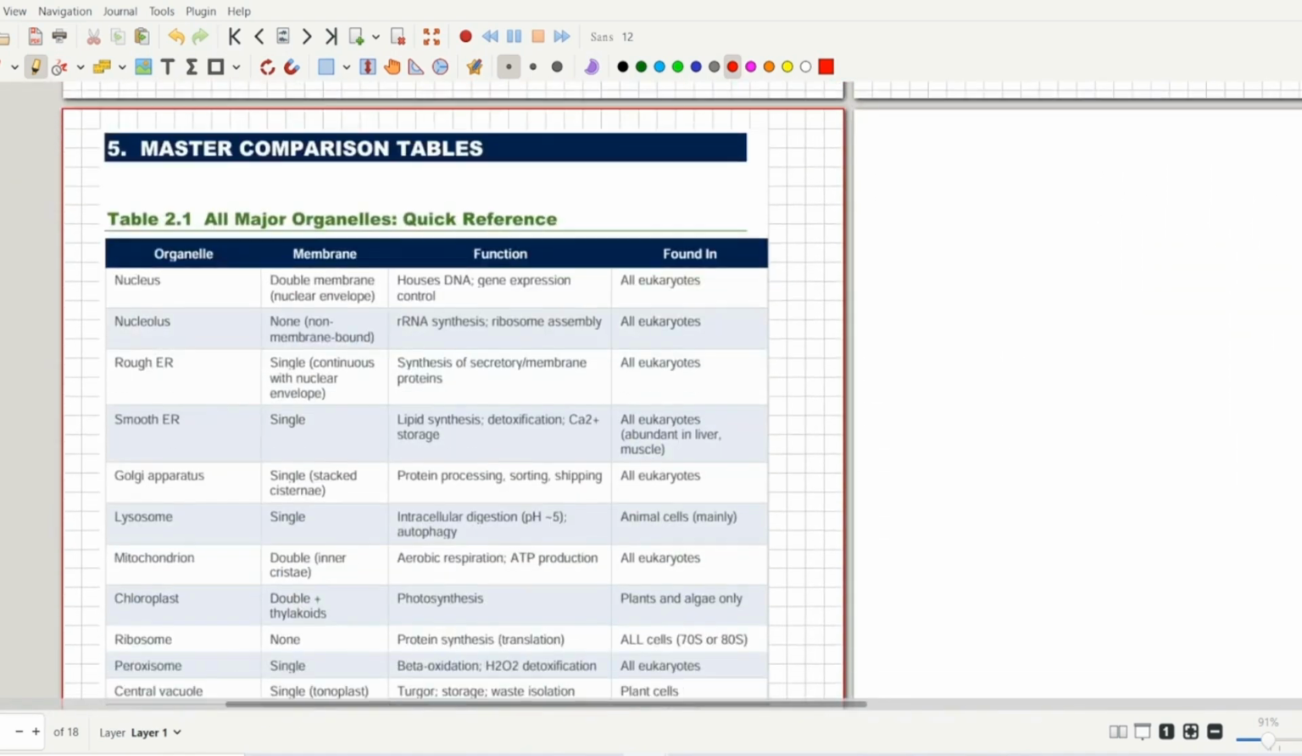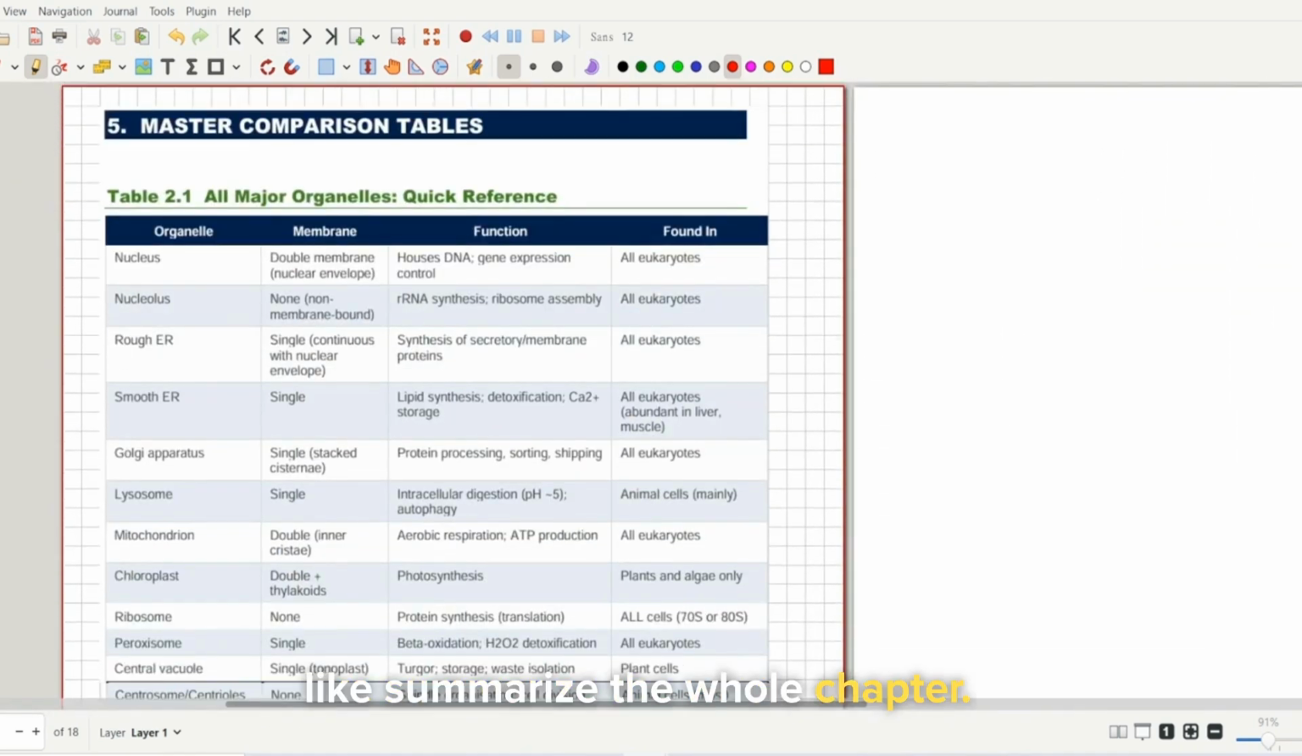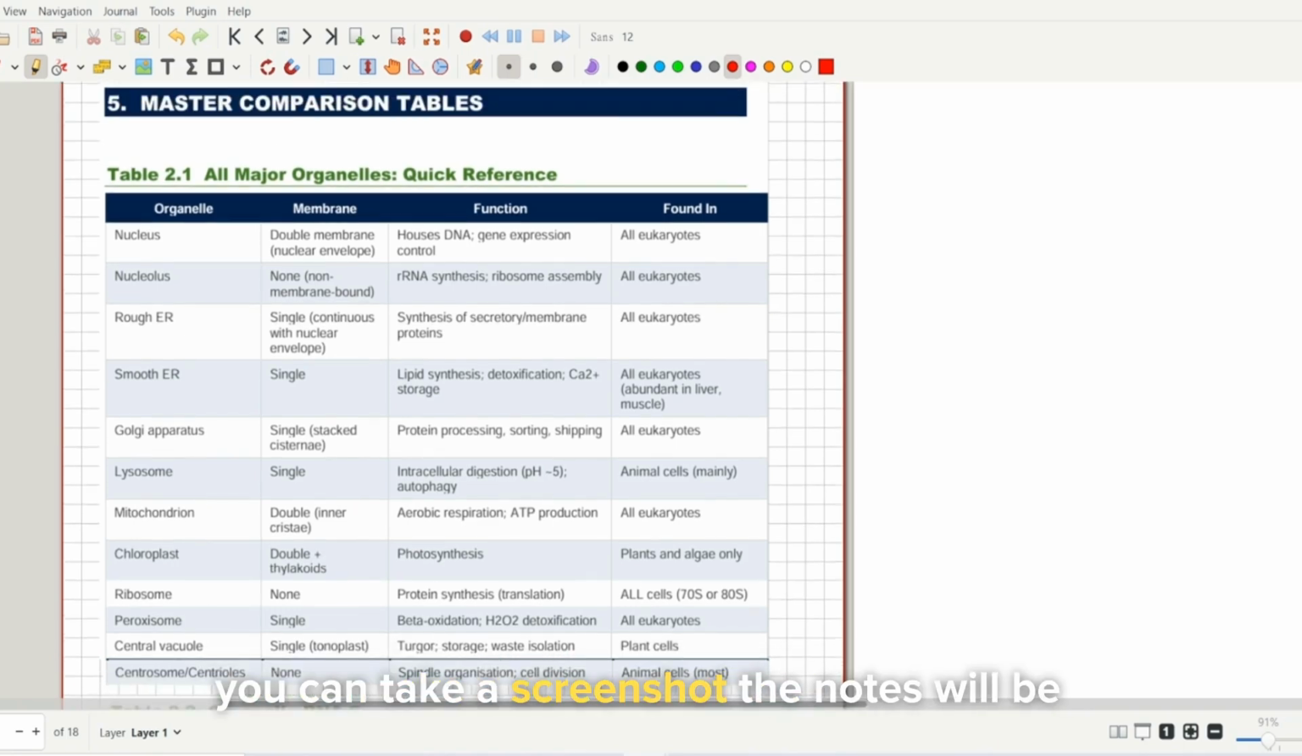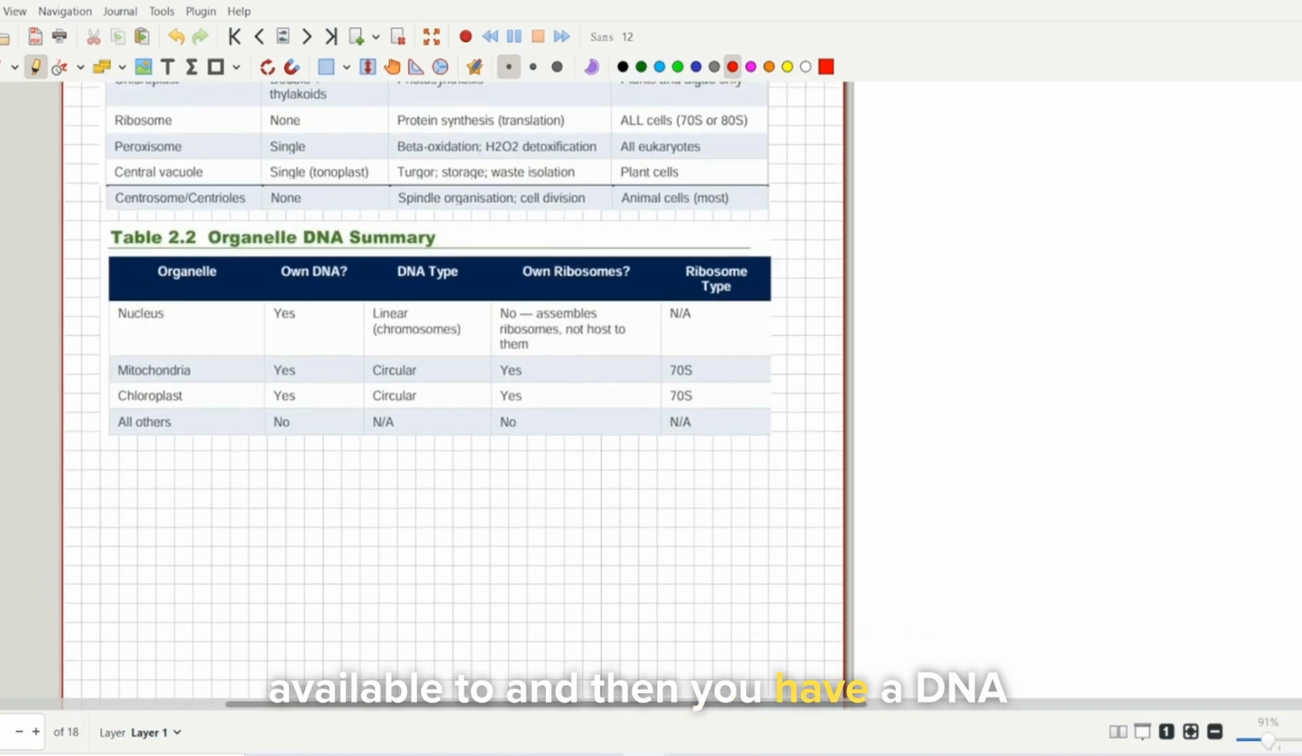Let's summarize the whole chapter. These are the important functions and the membranes and different organelles. They are in front of you, all major organelles and their quick reference. You can take a screenshot, the notes will be available too. And then you have a DNA summary for all these organelles. Like DNA is present in nucleus, mitochondria and chloroplast, and other organelles do not contain any kind of DNA.